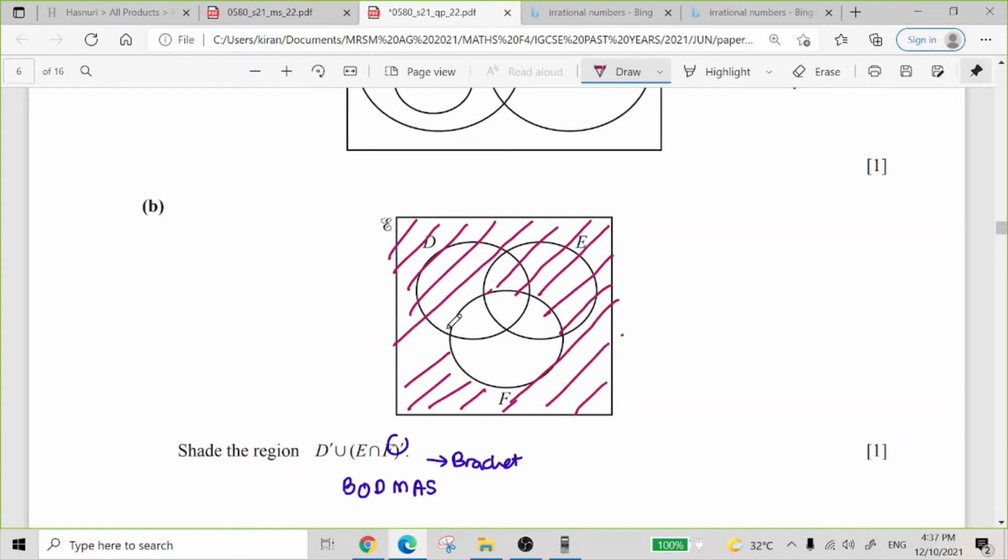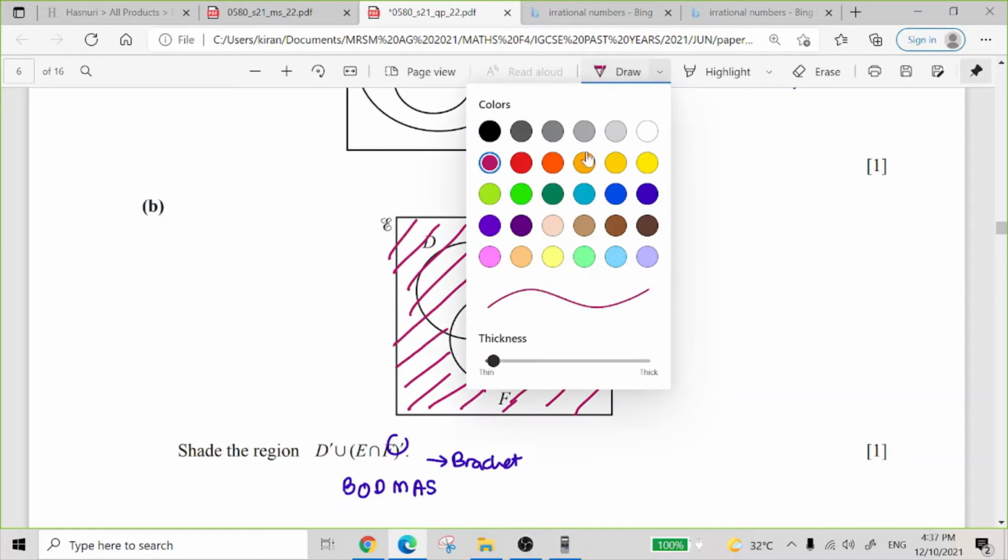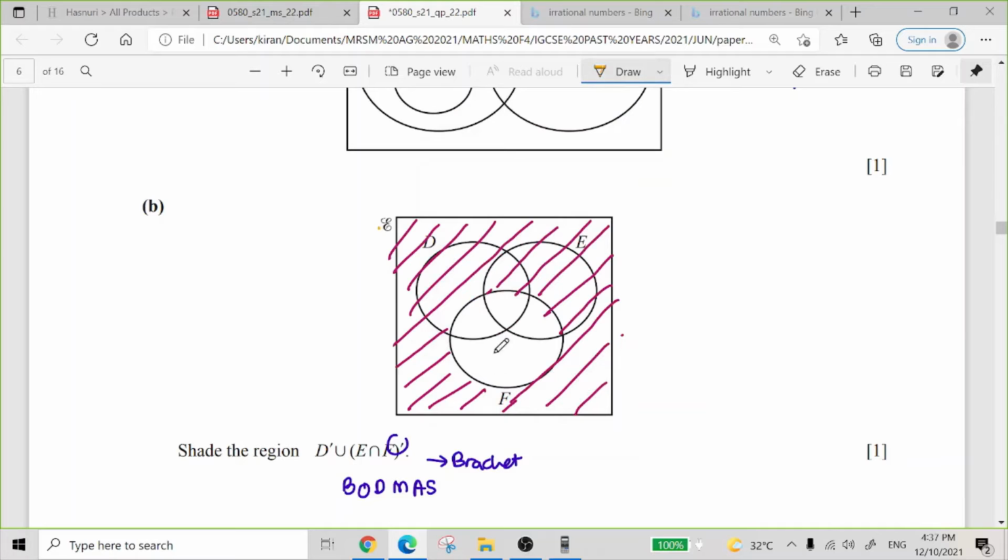Okay, ini kita dah buat dalam bracket. And then intersect with D complement. So where is the D complement? D complement selain daripada D lah. Everything selain daripada D. Ini adalah D, jadi selain daripada D, kat luar ni lah selain daripada D. Yang colour yellow ni selain daripada D. Okay, so kita just shade part of selain daripada D. Ini adalah selain. All those things except D.